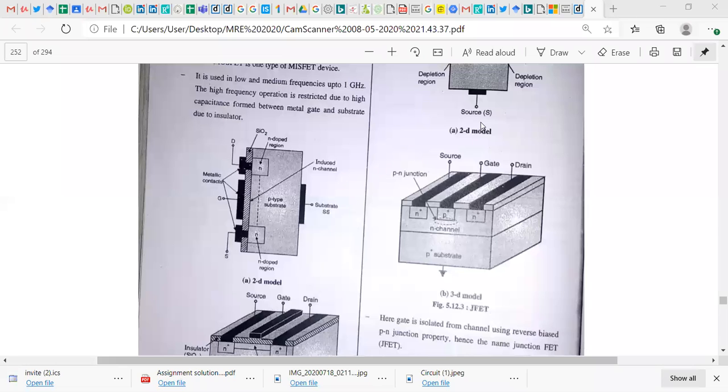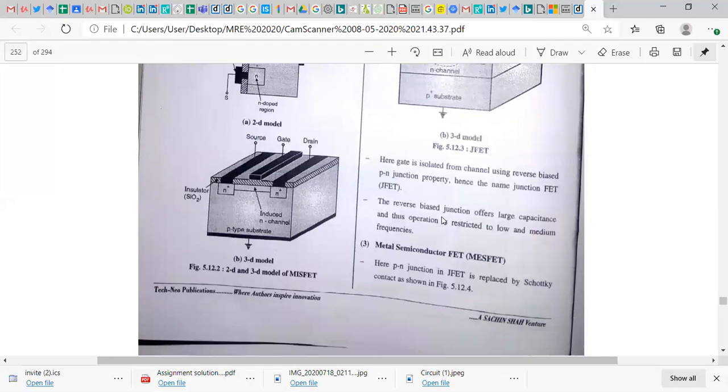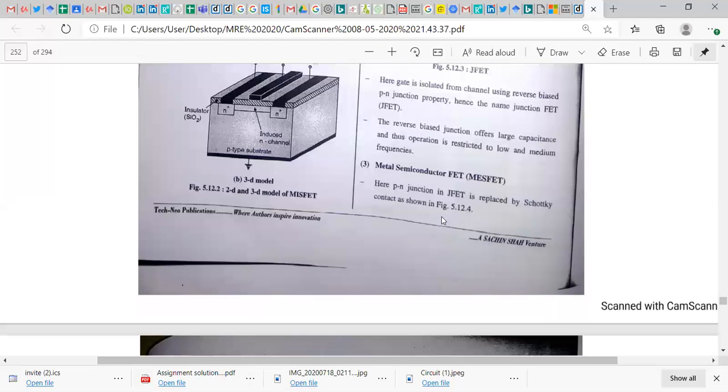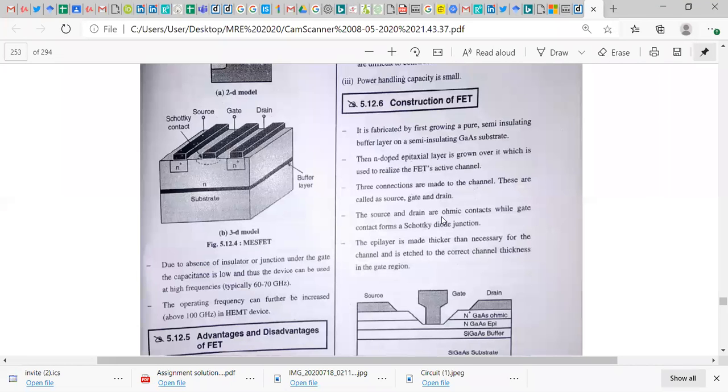So Schottky contact. In MESFET, Schottky contact is nothing but contact between metal and semiconductor. Because of this contact, the junction capacitance reduces, which allows very high frequency operation. This makes MESFET operable at microwave frequency. The operating frequency can be increased up to 100 gigahertz.